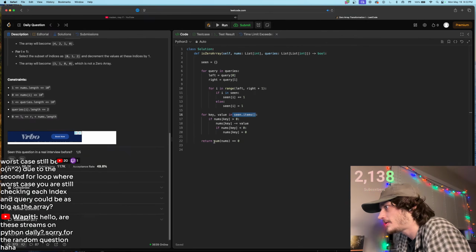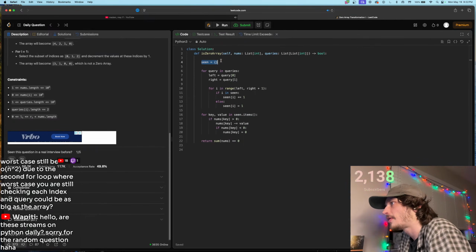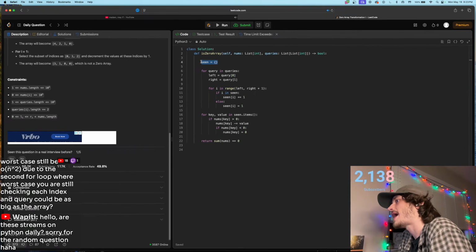So what if, it says difference array, so what if I create an array out of the seen values and then subtract that array from this current array of numbers?